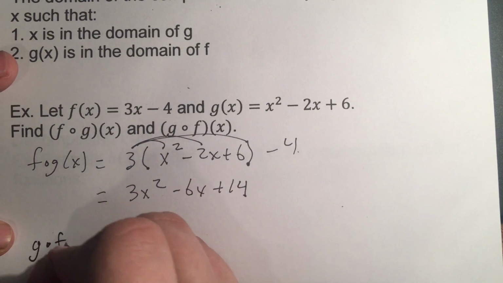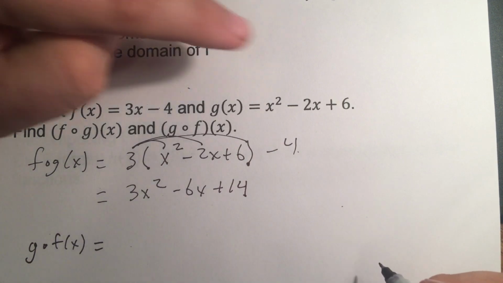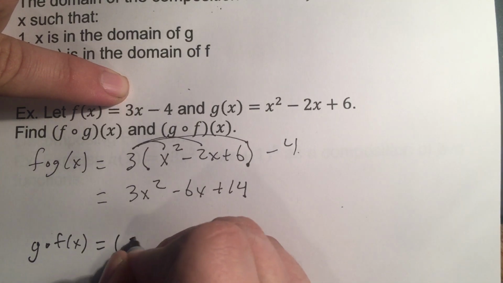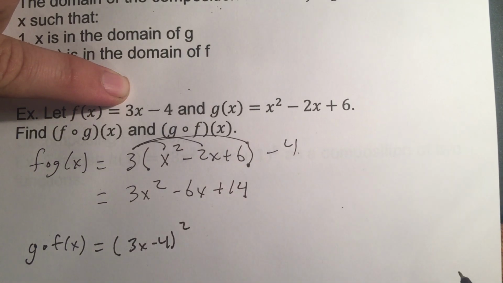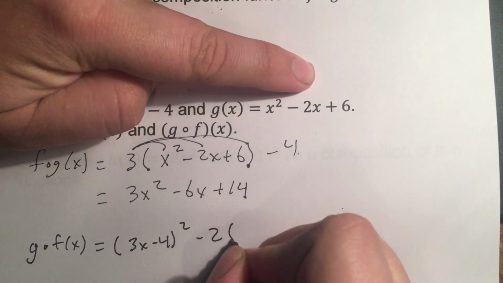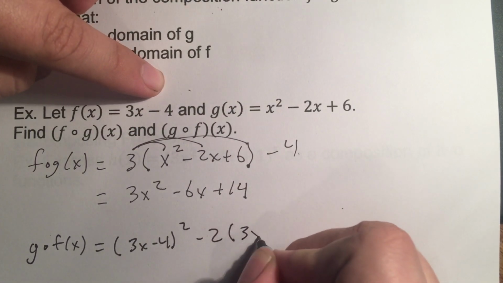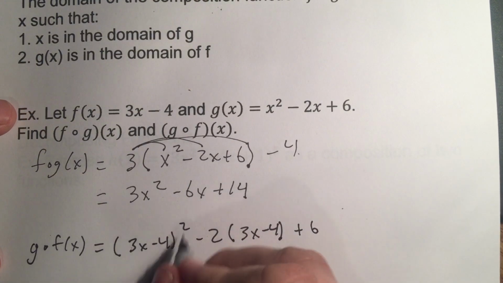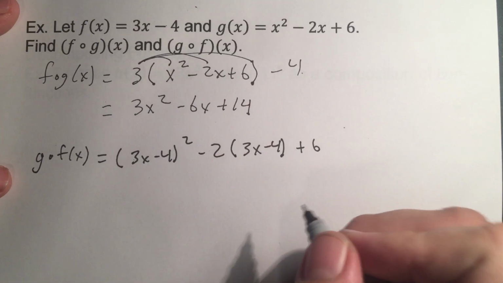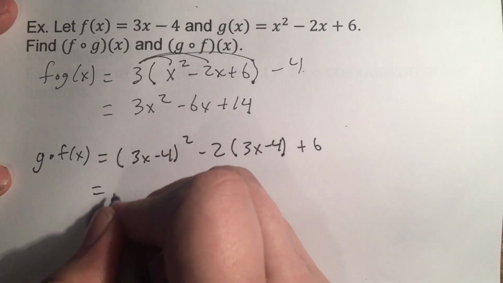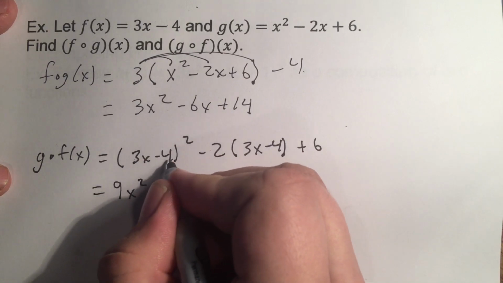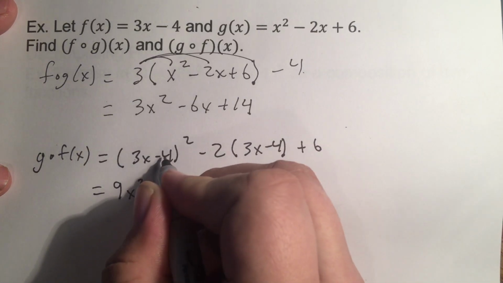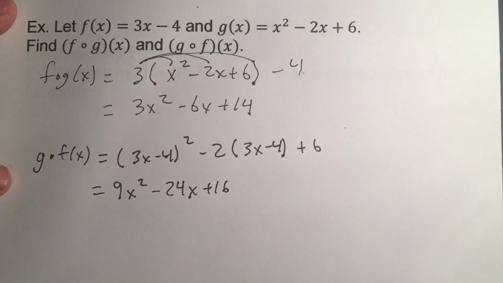The other side of this, we're going to do g of f of x. Now every x in g is going to be replaced with our f function. So x squared becomes 3x minus 4 squared, minus 2 times x, so minus 2 times 3x minus 4, and then plus 6. We have to FOIL this one here. So 3x and 3x will make 9x squared. 3x times a negative 4 is negative 12x, and there'll be 2 of those, so minus 24x. Negative 4 times negative 4 would be a positive 16.